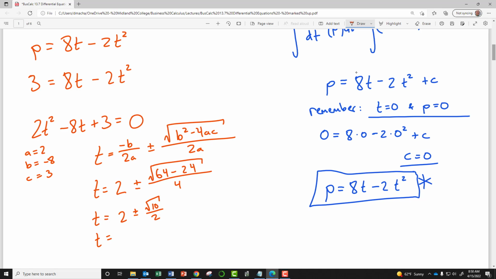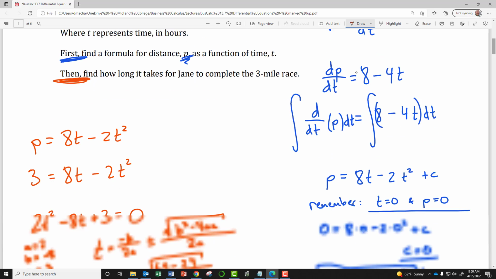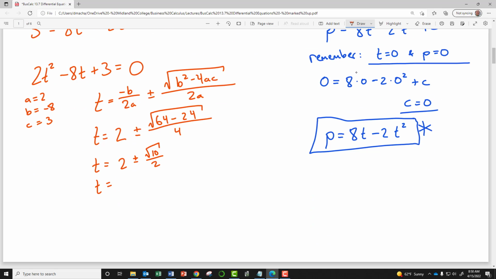Now, let's think about this just a little bit. You know, she's starting off the race running 8 miles per hour. And after 1 hour passes, her velocity would be 8 minus 4. So she ends the first hour by running 4 miles per hour. So during that first hour, she's going to run somewhere between 8 miles and 4 miles, both of which are greater than 3 miles. So we're sure that she's going to finish the race in less than an hour. We know that just by looking at the velocity equation and the length of the race. And so I know that my time t has to be somewhere between 0 and 1.